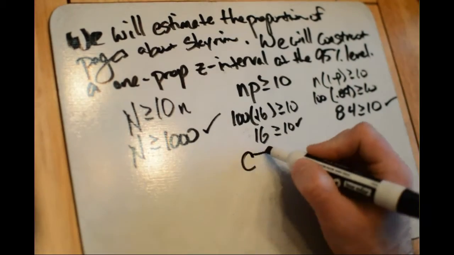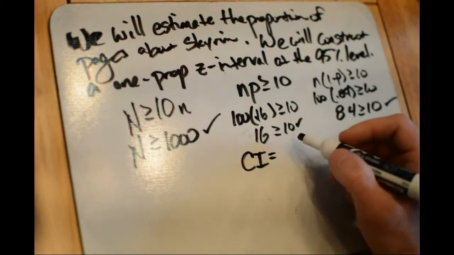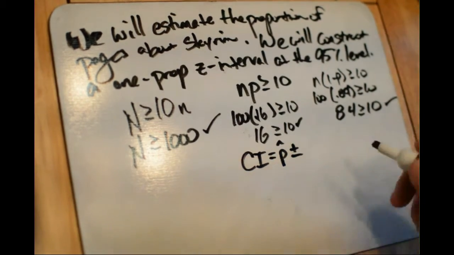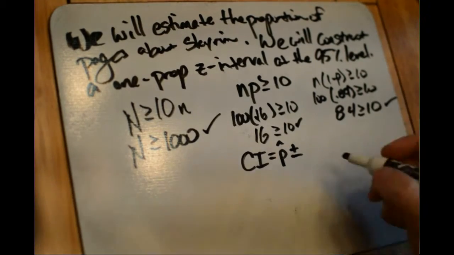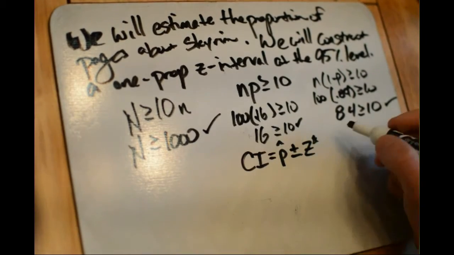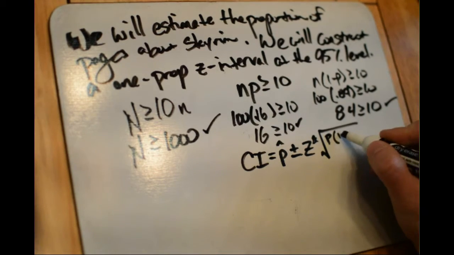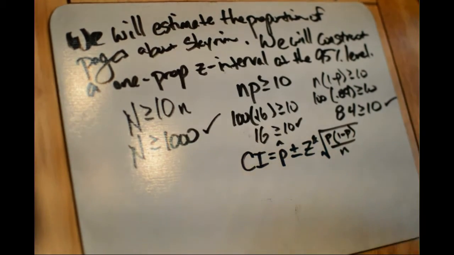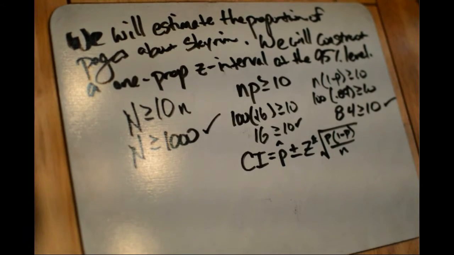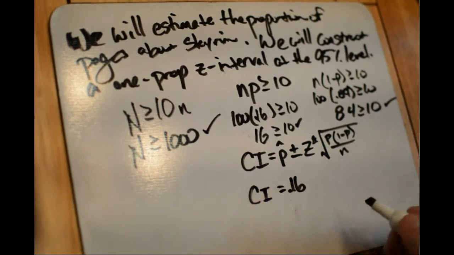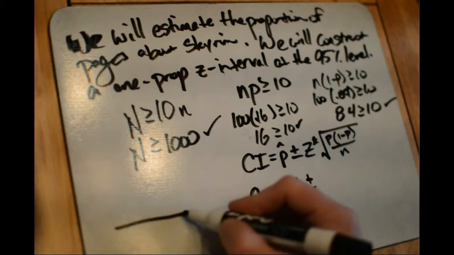So the general form for a confidence interval is the estimate, p hat, plus or minus the critical value, how many standard deviations we are going from that estimate, z star, times the standard deviation of that statistic. So the square root of p times 1 minus p over n. So we know our confidence interval is going to be centered around p hat, which is 0.16. So we need to know what that critical value is.